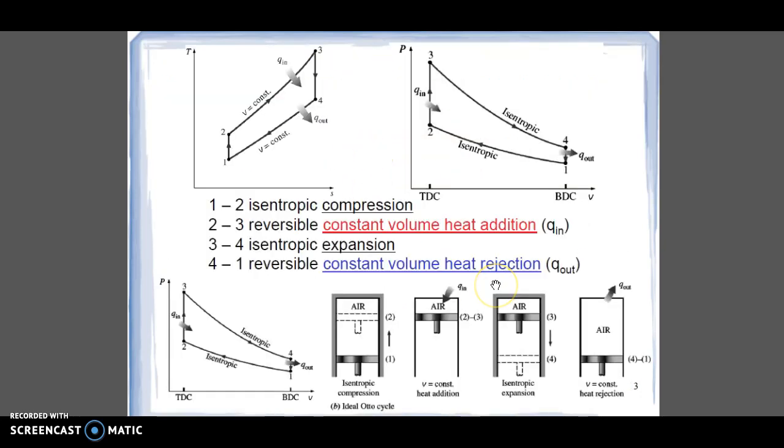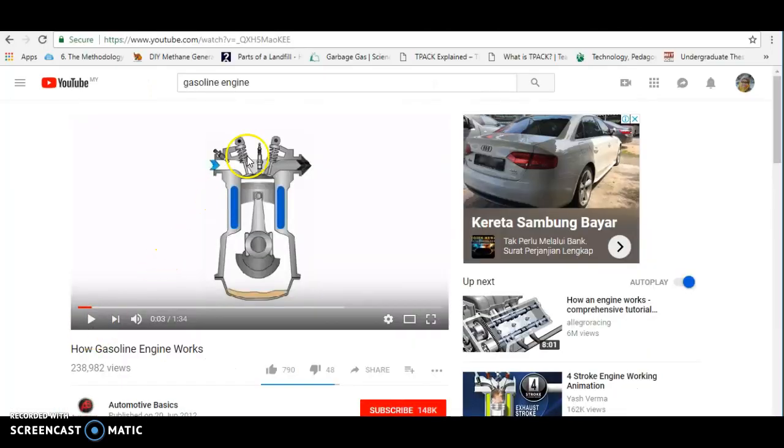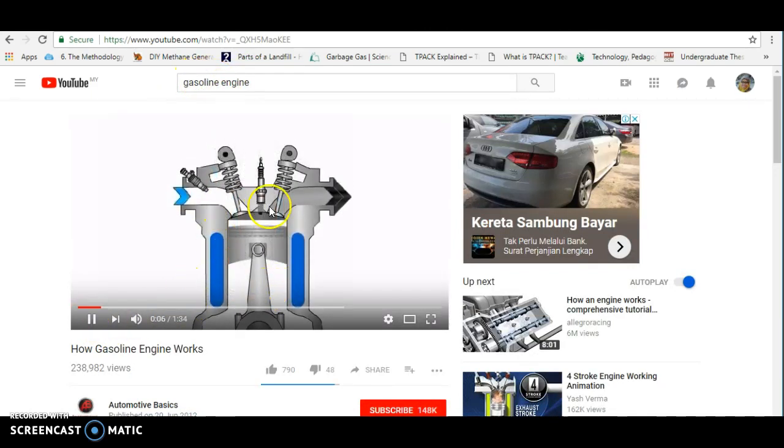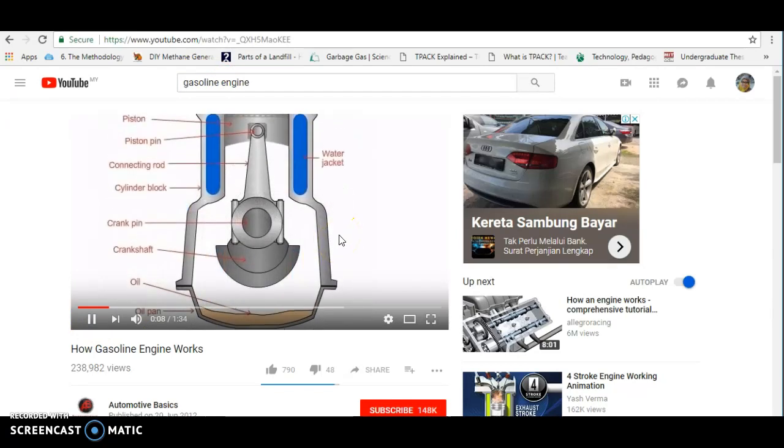Okay, so we start first with your Otto cycle, where the heat addition is at constant volume. So how does this process happen in visual? How are you going to visualize this process? Let's have a look at this YouTube video. You go to your YouTube channel where you type gasoline engine, and this will appear. So this is the anatomy of your piston cylinder.